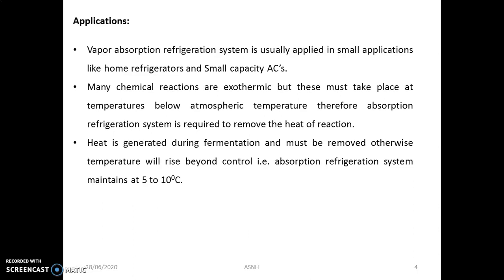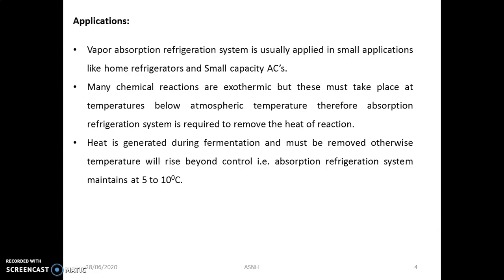Many chemical reactions are exothermic, but these must take place at a temperature below atmospheric temperature. Therefore, an absorption refrigeration system is required to remove the heat of the reaction. Heat is generated during fermentation and must be removed, otherwise the temperature will rise beyond control. So the absorption refrigeration system maintains 5 to 10 degrees Celsius only.